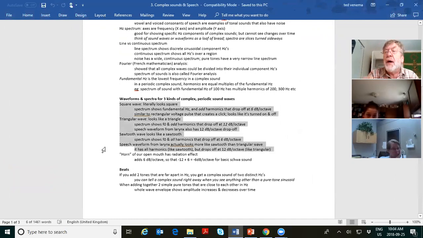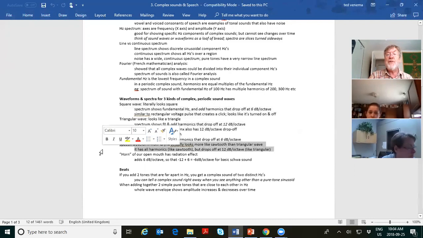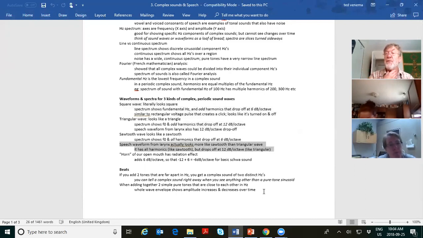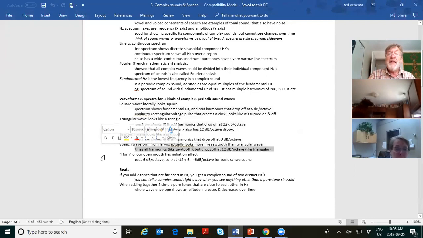Just talking about how complex sounds can be made and created in a lab to make some really strange forms. But if you look at this one here, the speech waveform from the larynx actually looks a bit like a sawtooth wave. Actually, what's the sound from our throat? Kind of like a sawtooth, a little bit more like a sawtooth than a triangular wave. And it has all the harmonics. And then guess what? You'd think it would have a whole lot of low frequency energy, don't you? Because it's dropping off.